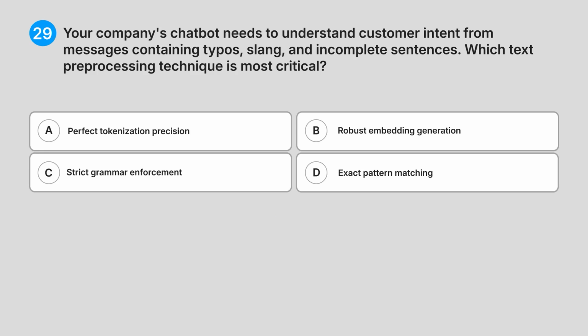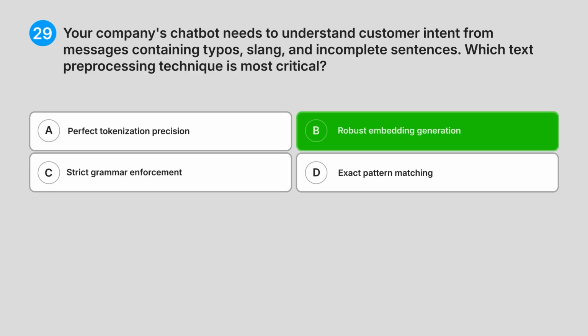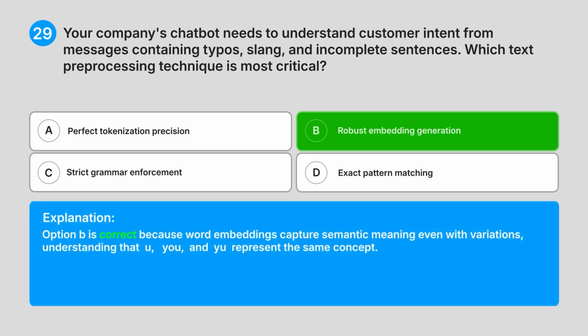Correct answer, B. Robust embedding generation. Explanation. Option B is correct because word embeddings capture semantic meaning even with variations, understanding that different spellings of "you" represent the same concept.